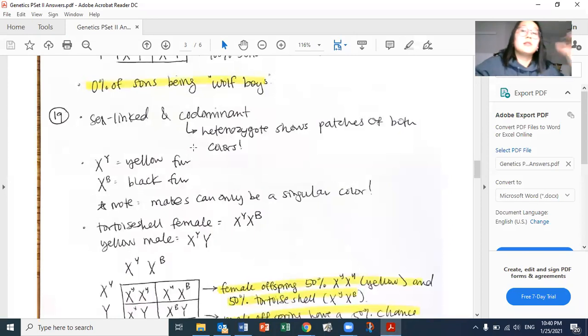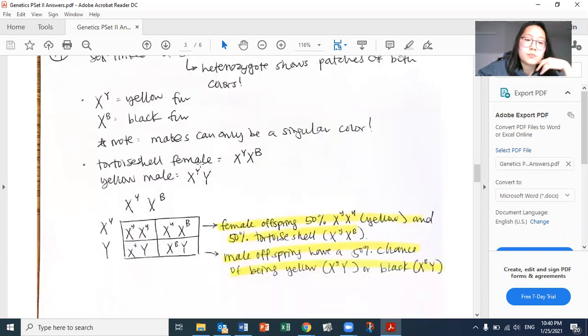So we know that the genes for color are sex-linked, so we're going to be using X and Y. We also know that they're codominant because both colors show up, right? They show up in patches. The heterozygote shows patches of both colors. So we're going to use X^Y as yellow fur, X^B as black fur, and obviously males would have Y as their other chromosome, right? And the note is that males can only be a singular color in this case.